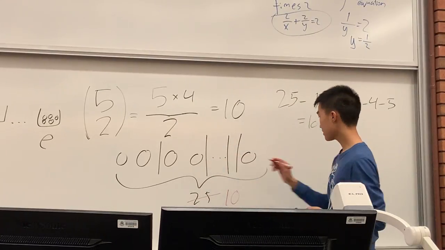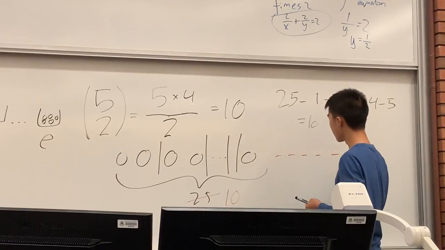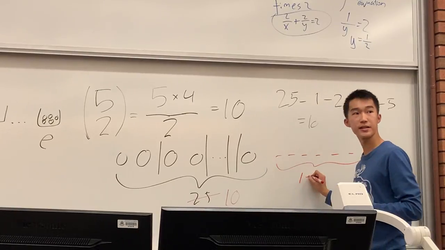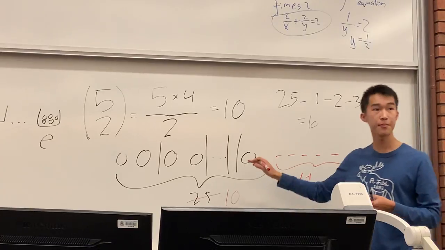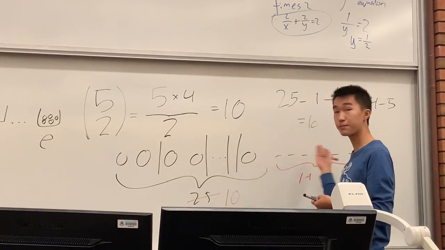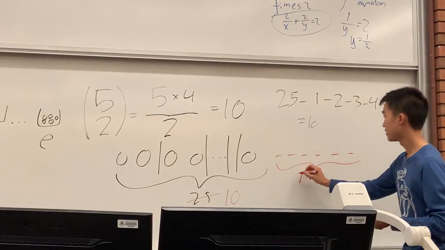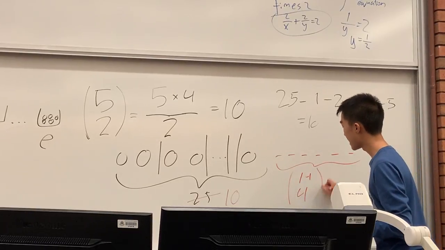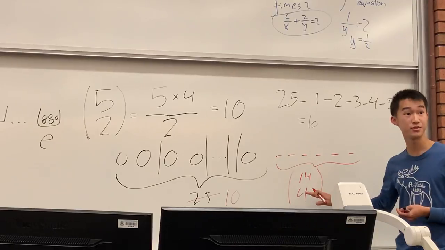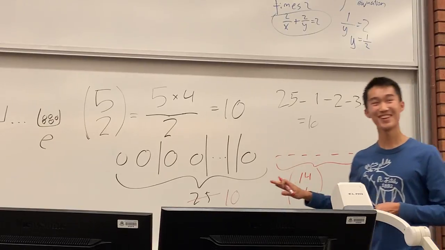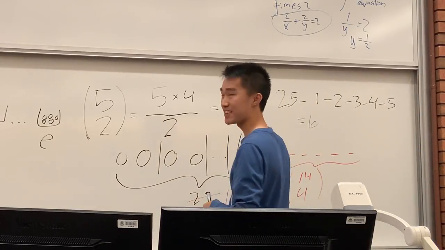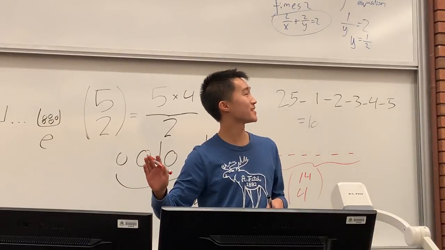So we have, in total, 14 different places we can put the balls and dividers, right? Because we have 10 balls and 4 dividers, so 14 places in total. And we want to choose 4 of them to place the dividers in. So our final answer is as simple as 14 choose 4. Isn't that pretty cool? Okay, I'll show you guys how to calculate it.